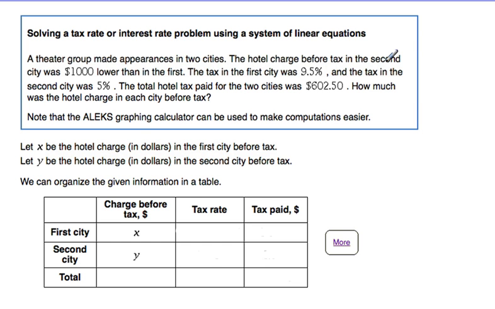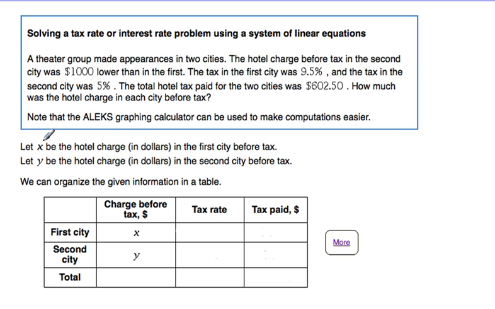All right, in this problem, we're going to be solving for a tax rate using a system of linear equations. So let's read the problem first. A theater group made appearances in two cities. The hotel charge before tax in the second city was $1,000 lower than in the first. The tax in the first city was 9.5%, and the tax in the second city was 5%. The total hotel tax paid for the two cities was $602.50. How much was the hotel charge in each city before tax?